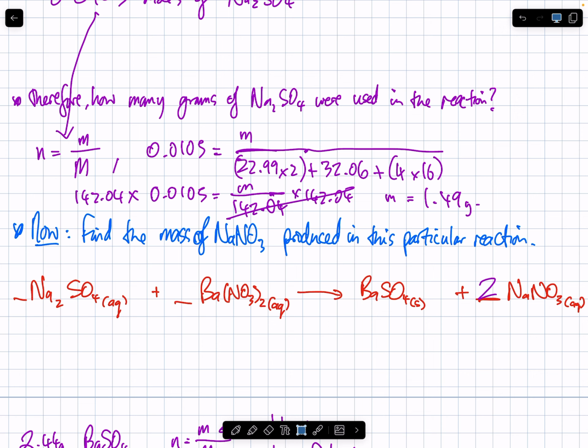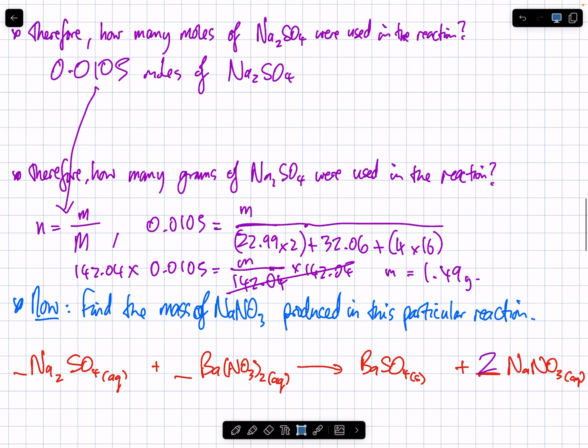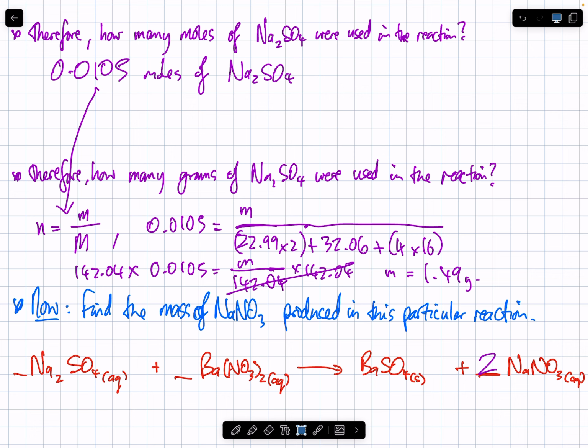All right, I'll give you a hint to get you started. We used the 2.44 grams of this to work out how many moles of Na2SO4 was used. 0.0105. Therefore, 0.0105 moles of this was used. If this is 2 lots of it, what would I times 0.0105 by to get how many moles? And then could you work out the mass of that?